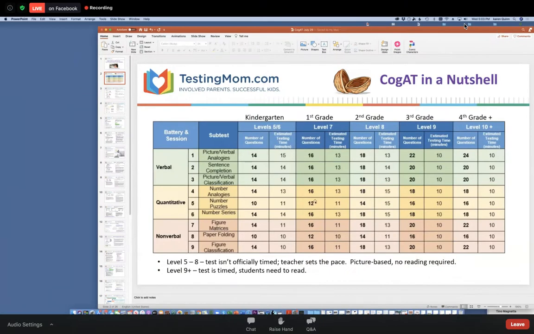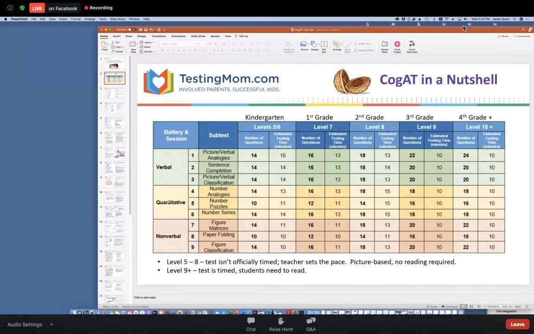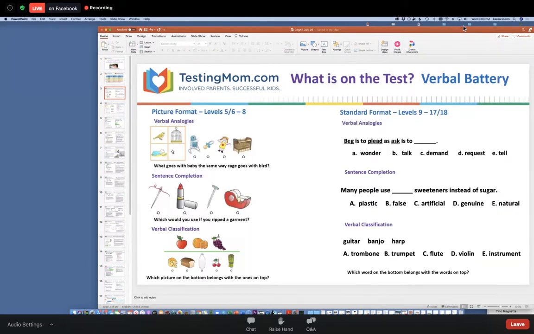There we go. So here's the whole test in a nutshell. There are 3 parts to it. There's a verbal, quantitative, and a nonverbal part. And this chart here, whoops, I went there. I didn't mean to go so fast.